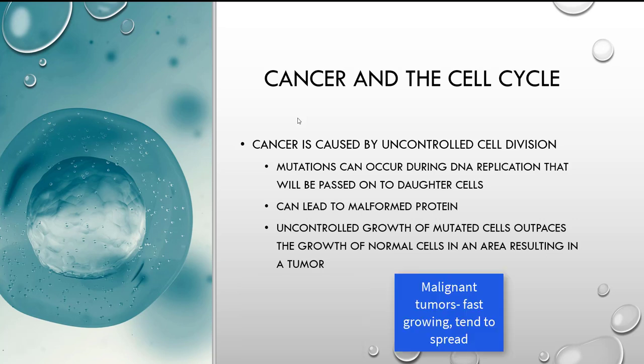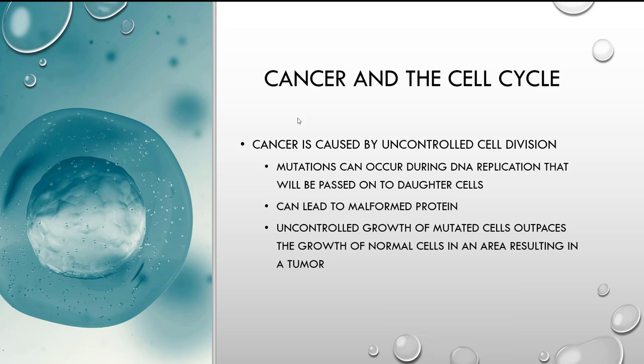A malignant tumor tends to be more spreading, so cells tend to break off and spread. If these cells spread into your bloodstream, they can travel to other areas of the body and settle there, where they continue to divide and grow more tumors, and that leads to cancer or uncontrolled cell division.